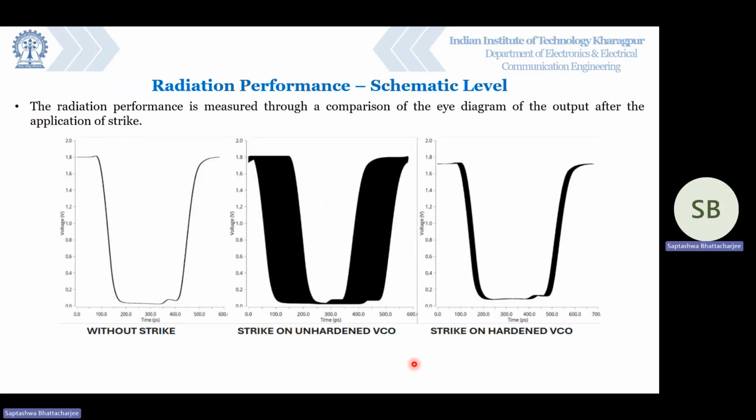Here we present a comparison of the eye diagram of the output in the absence of a strike, the eye diagram of the output when there is a strike on the unhardened VCO, which was our first architecture, and the impact of strike on the differential output captured through the eye diagram in the case of our latest architecture, which is RC coupled quadrature VCO, which we also name as the hardened VCO. These comparisons are at the schematic level. So our proposed scheme performs quite well in mitigating the impact of radiation.